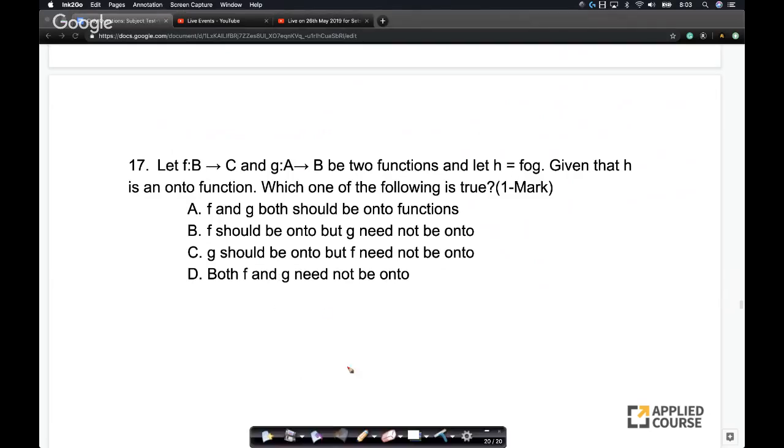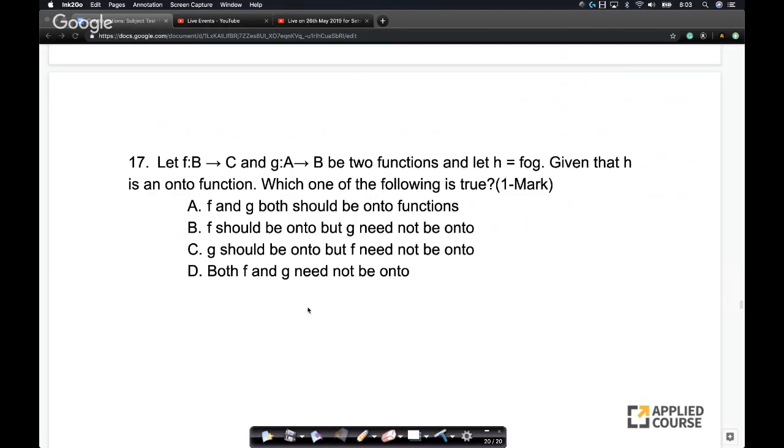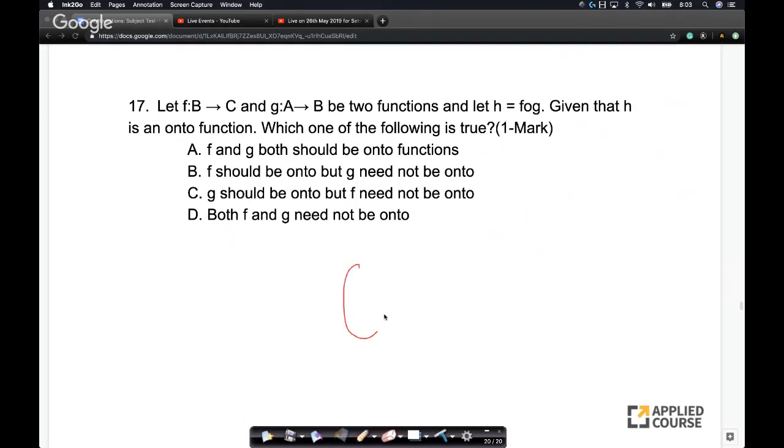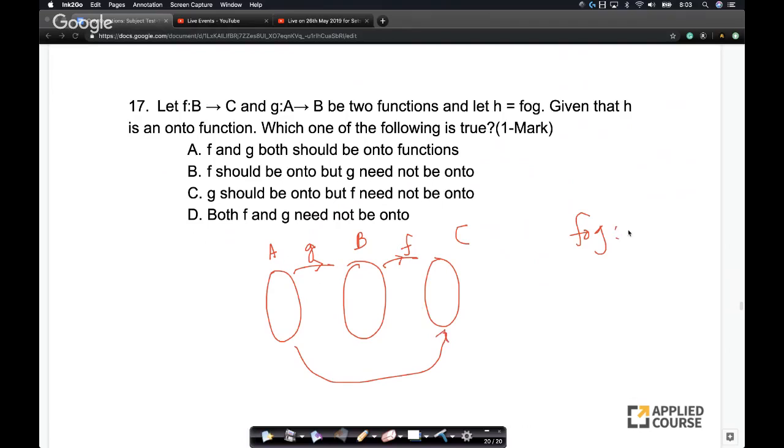Let me just scroll up a little. It says f is a function from B to C. So I have a set B, I have a set C. F is a function from this, and G is a function from A to B. Now it says f of G. First I apply G, so f of G is a mapping from A to C. Given that H, the name for this function, is onto, which means every element here has a pre-image in this, which of the following is true?